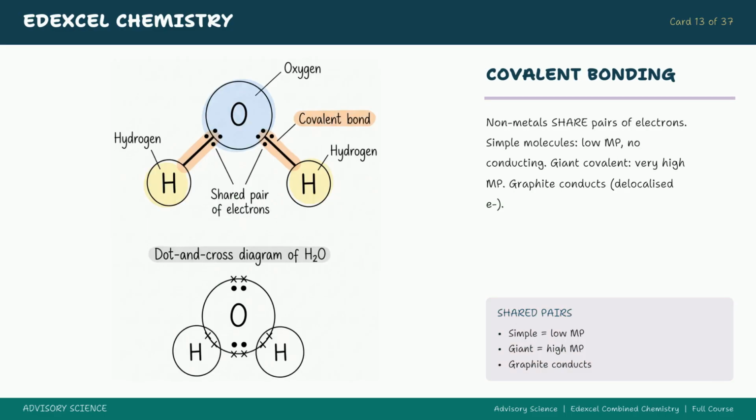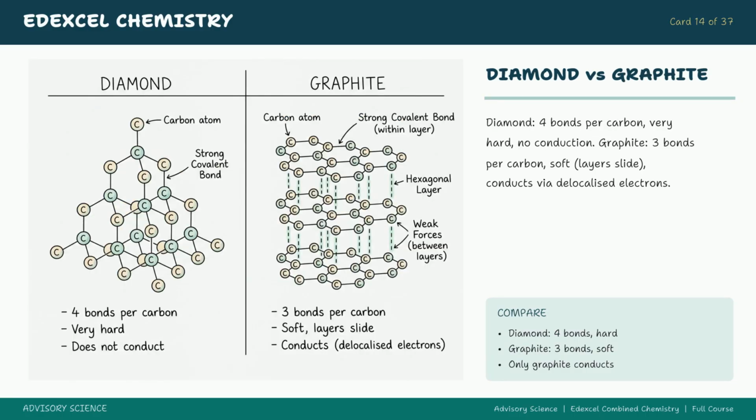Covalent bonding. Covalent bonds form between nonmetals by sharing pairs of electrons. Simple molecules like water and carbon dioxide have low melting points and do not conduct electricity. Giant covalent structures like diamond, graphite, and silicon dioxide have huge networks of atoms and very high melting points.